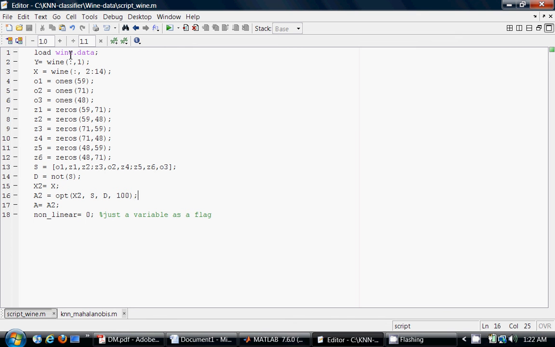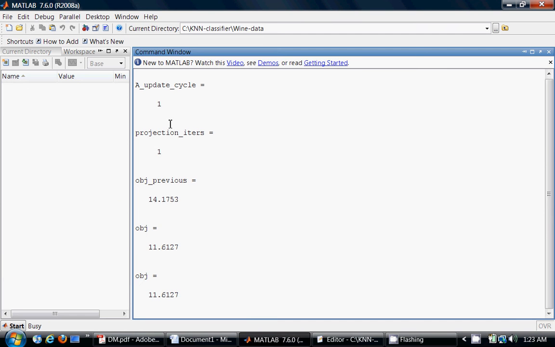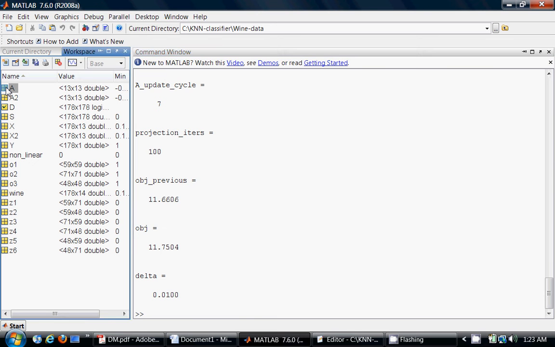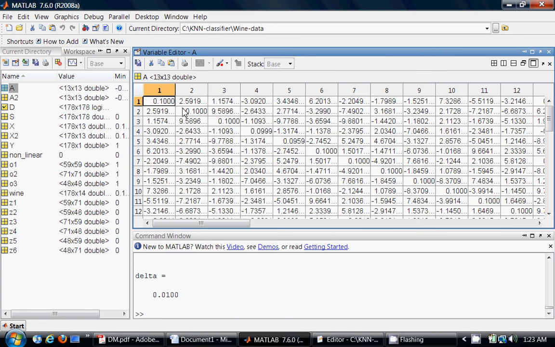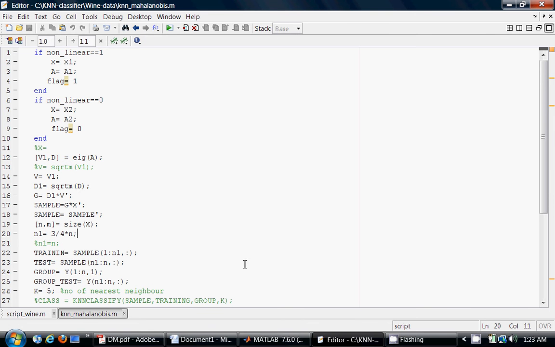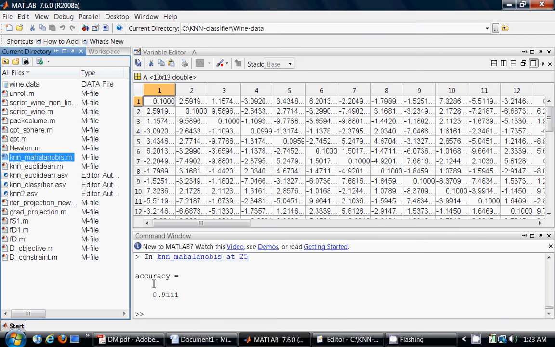So this is Xing's algorithm. So it is computing the A matrix. Okay, so we can see the A matrix generated by Xing's algorithm is this. So now we will use this A matrix to compute KNN. So we can see the accuracy is coming out to be 0.911.